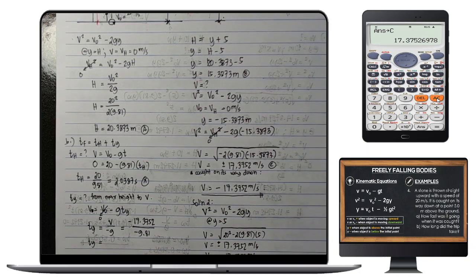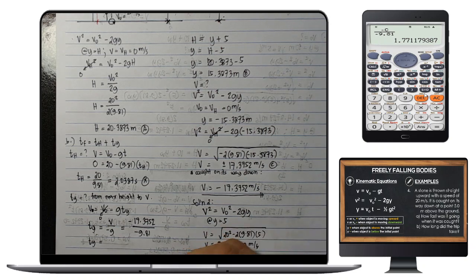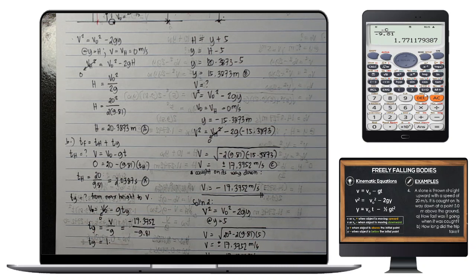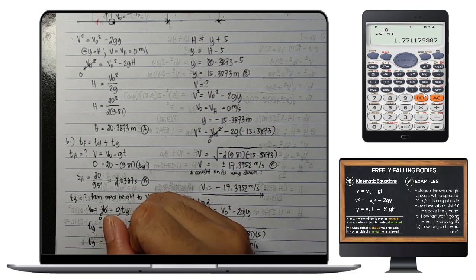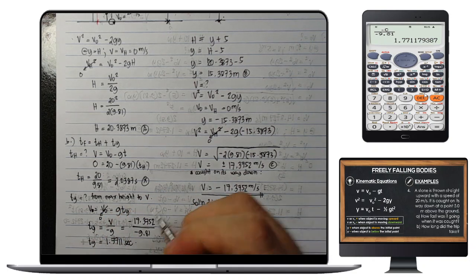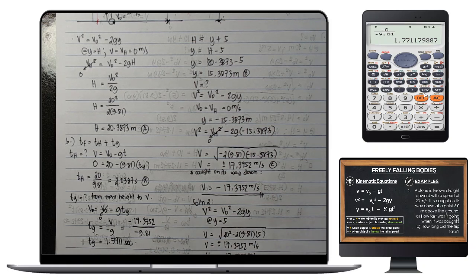Okay? So, this value, negative ng C divided by negative 9.81 equals, ito yung ating T sub y which is 1.77. So T sub y natin is 1.7711 seconds. So yan yung ating T sub y.